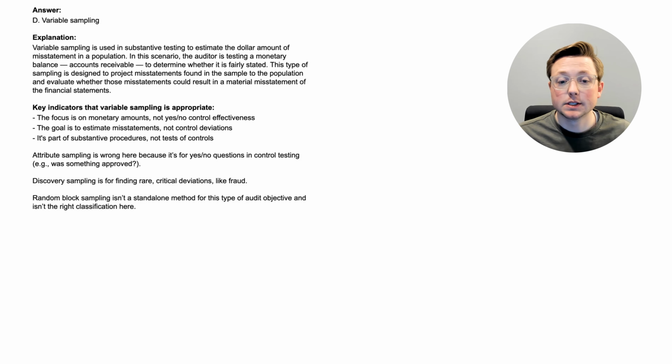And then it's also part of substantive procedures, not tests of controls. Again, you are not going to do variable sampling for tests of controls. You're going to do it for substantive testing. Tests of controls is usually attribute sampling. So that's the difference there.